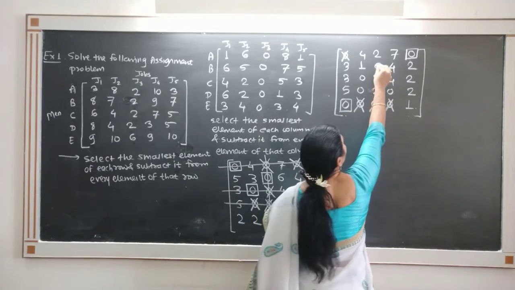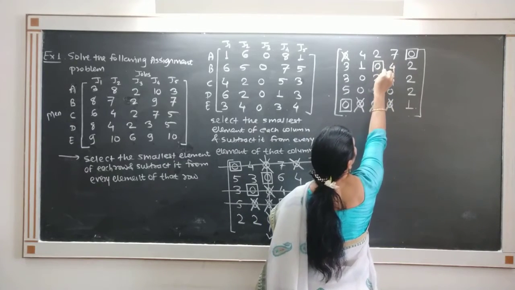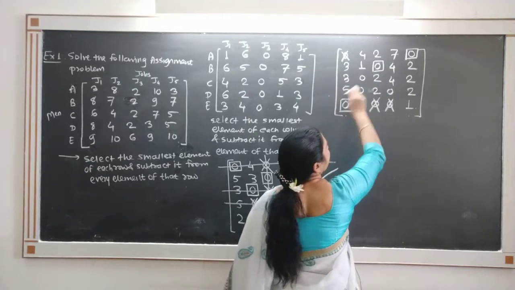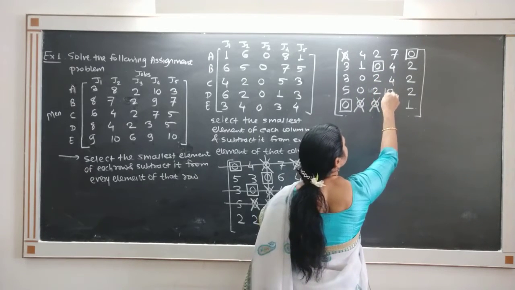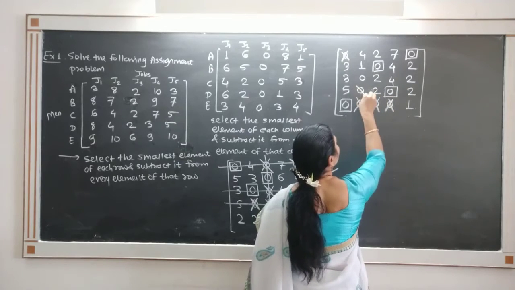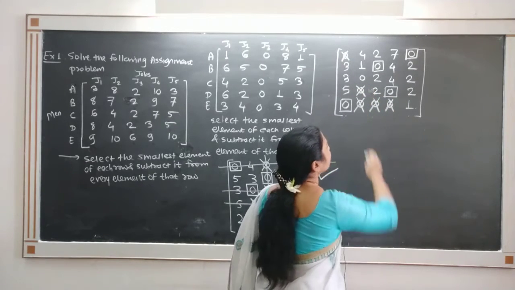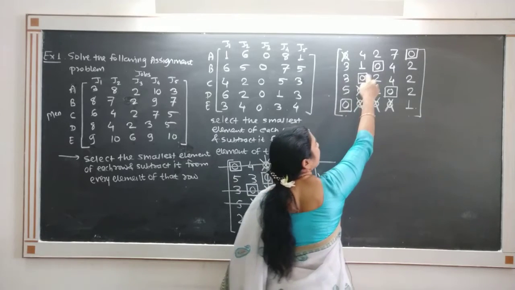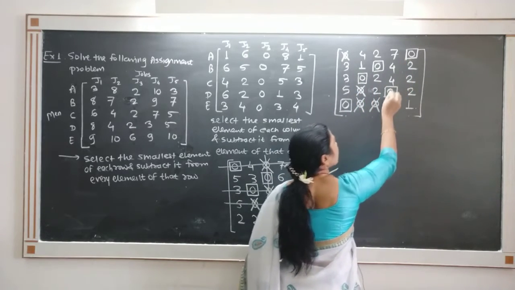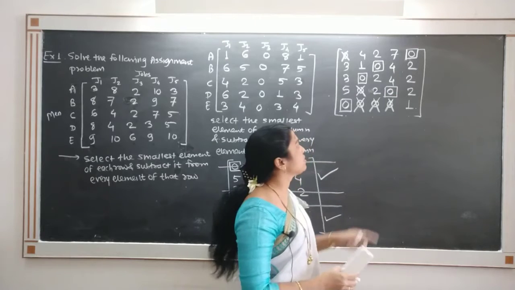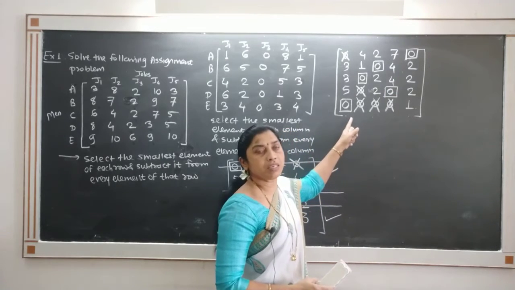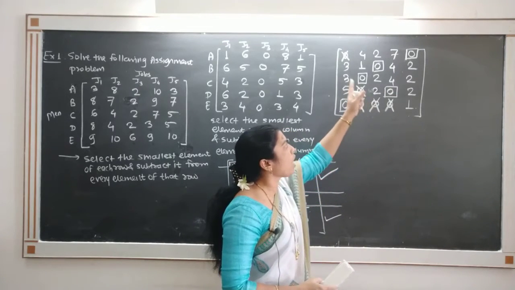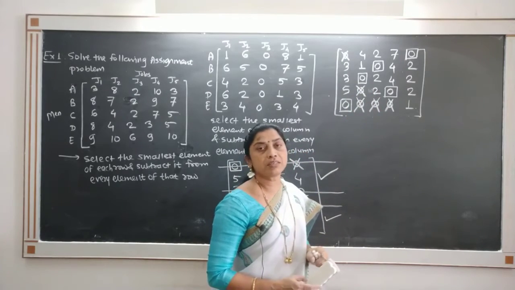Now this column has a single 0, so box this 0. Again this column has a single 0, so box this 0, strike off the other. And then this has a single 0, so box this. Observe that 5 assignments are done. It means that this is the optimal assignment. Every row and every column contains an assignment.